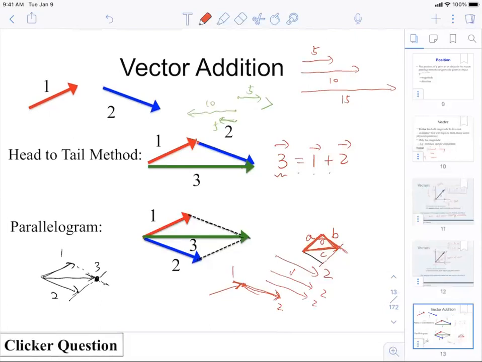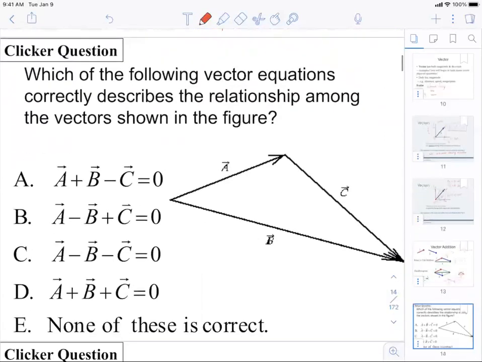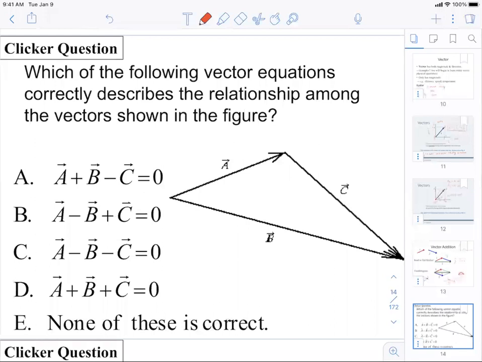Yeah, I get it now. Okay, and then once they meet, from here to here, you complete it with the third vector. This is simply 1 plus 2. It will become more clear as we work off these examples. So let's take a look at this question. Here we have three vectors, A and B and C. Which one of these will describe the relationship of A, B, and C?